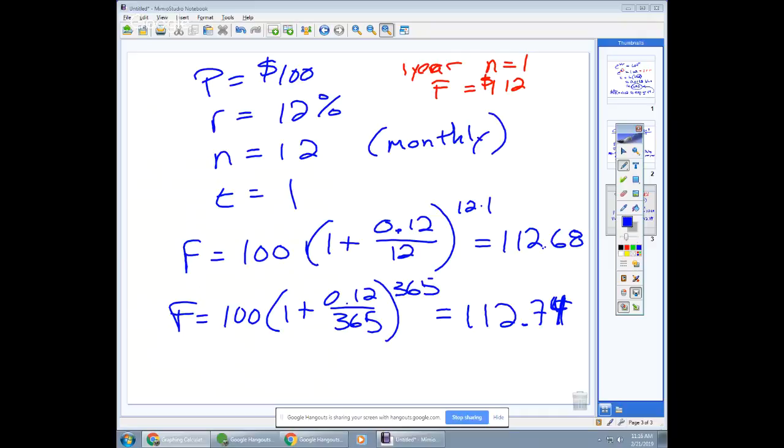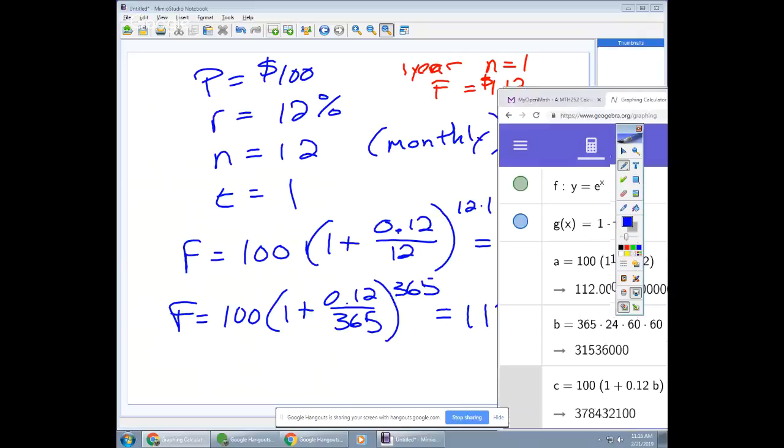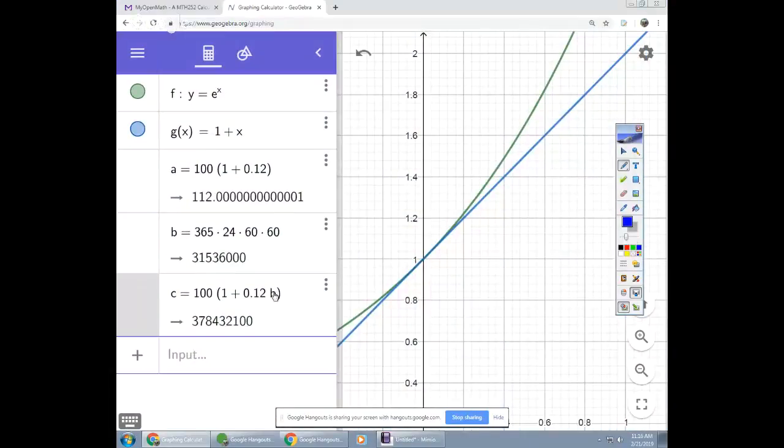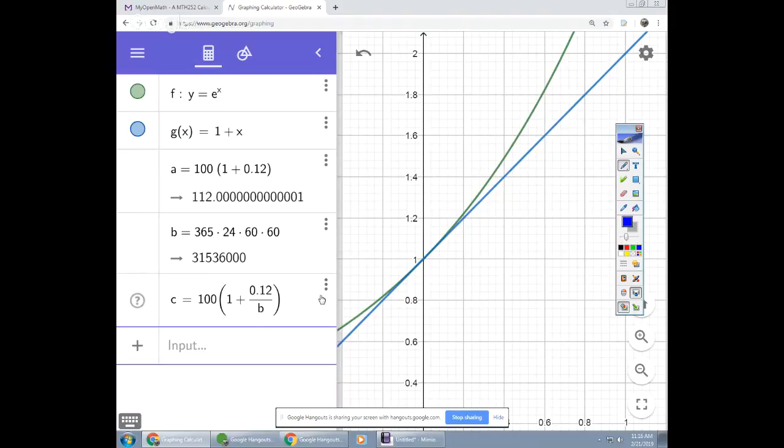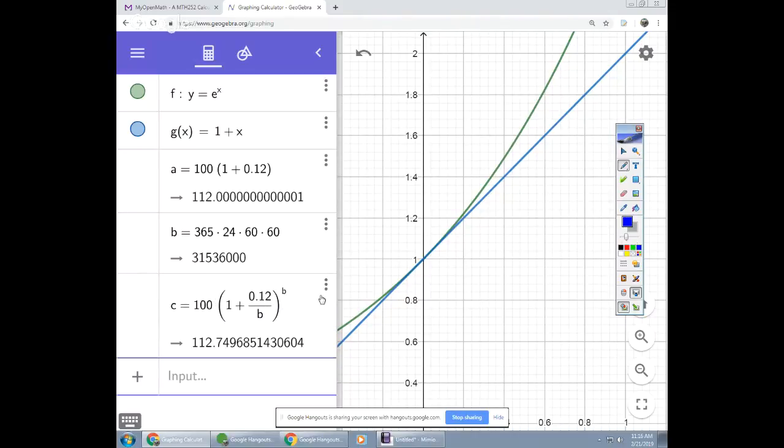plus 12%, 0.12, divided by that number. I'm going to call it B. Oh, you can't see what I'm doing. Sorry. All right, so divided by B raised to what power? B. And I get 74 cents. We got up to 75 cents, almost, collecting interest every one second.